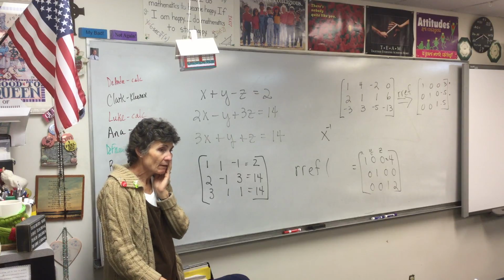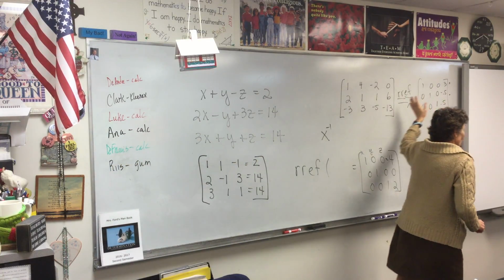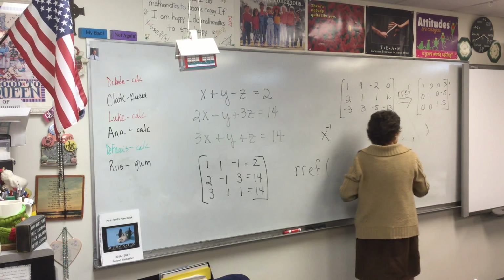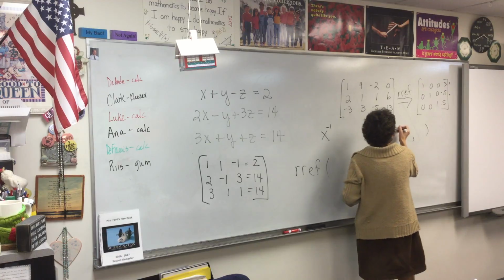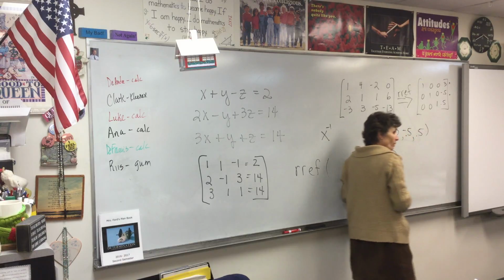So what do I put down in the answer blank? This is really all the work. I don't have to do any more work. Now I'm just ready to write down my answer. What's my answer going to be? X is 3, Y is negative 0.5, and Z is 0.5. Wait.